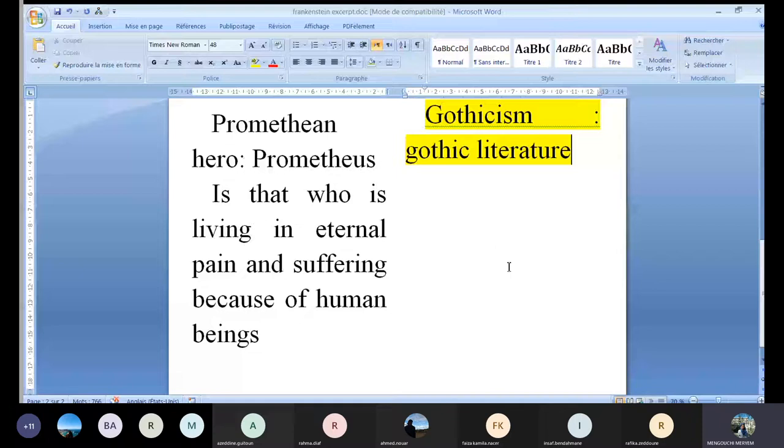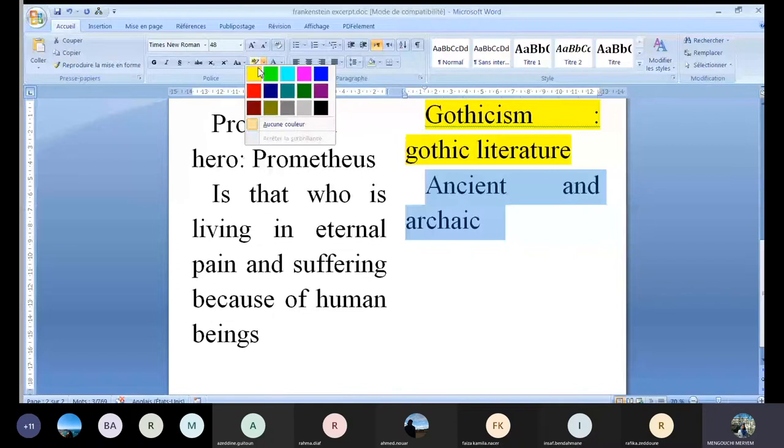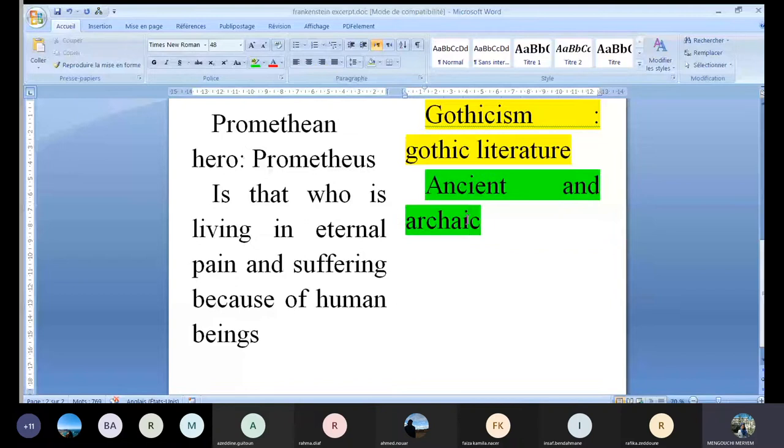So the first thing you are going to find in something that is Gothic is that it is very ancient and very archaic. And remember that one of the basic aspects of Romanticism is that they have this nostalgia for the past, or for everything that happened in the past. Remember that? So the return to the ancient and the archaic in Gothicism is related to the romantic principles in the movement. Okay, so we have here the return to the ancient and the archaic.